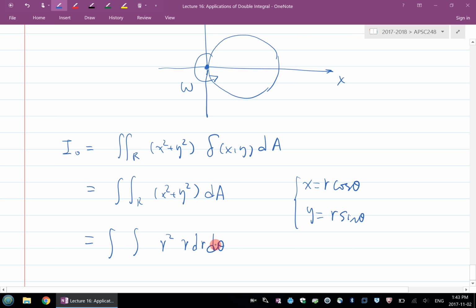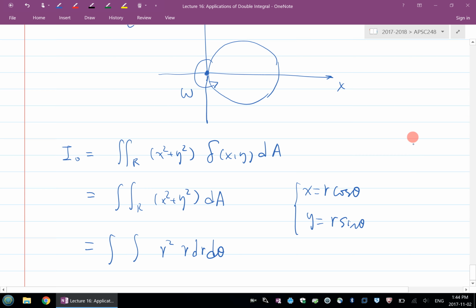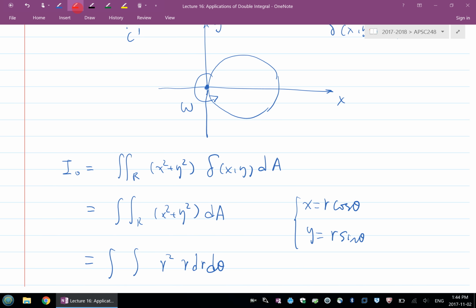Next step, find the limits. So finding the limits, follow the procedures. For polar, starting from the origin, you draw an arrow line across this region R. Any arbitrary radial line across the region R.